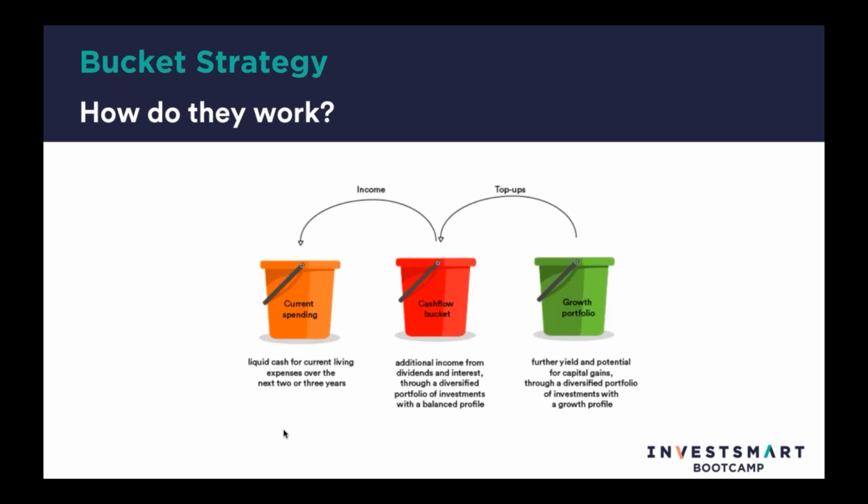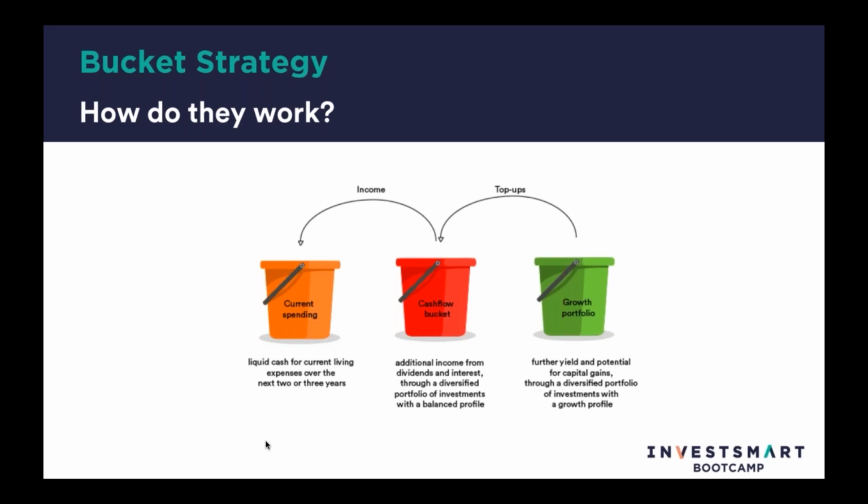So bucket strategy is another approach, and it basically involves having three hypothetical buckets. That first bucket is keeping cash on hand for current living expenses over the next 2 or 3 years. Then in your second bucket, you're going to have additional income, from dividends or interest, from holding a diversified portfolio. A balanced one is written there, but obviously it depends on what stage you're in terms of your investment journey.